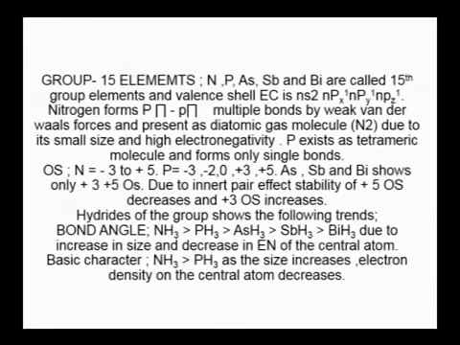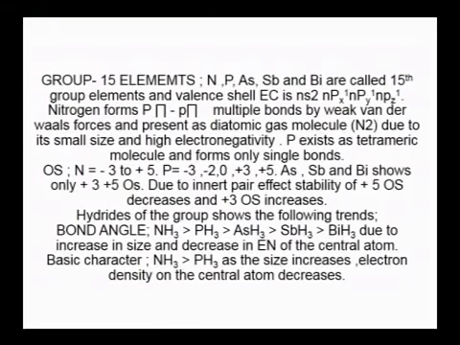So now let us see the synopsis regarding group 15 elements. Nitrogen, phosphorus, arsenic, antimony and bismuth are called group 15 elements, and the valence electronic configuration of all these elements is ns2 np_x1 np_y1 np_z1, meaning they have 5 electrons in their outermost shell.